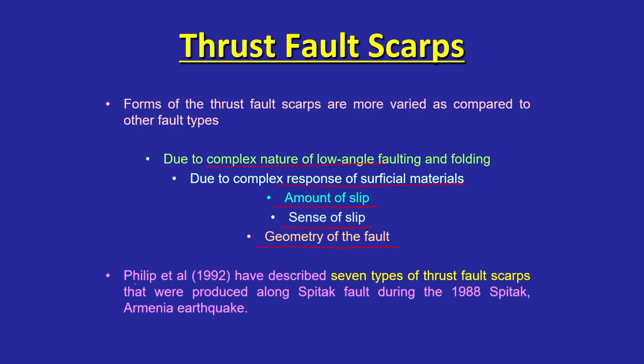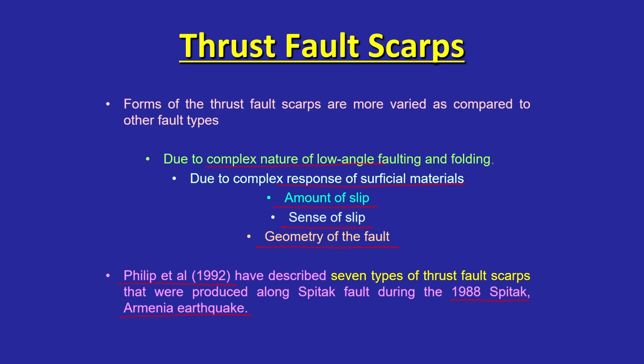So, Philip et al. in 1992 came across a different type of thrust faulting scarps, and this was from the 1980 Spitak Armenian earthquake. I am sorry for saying that it was the Algerian earthquake, but this was from Armenia.